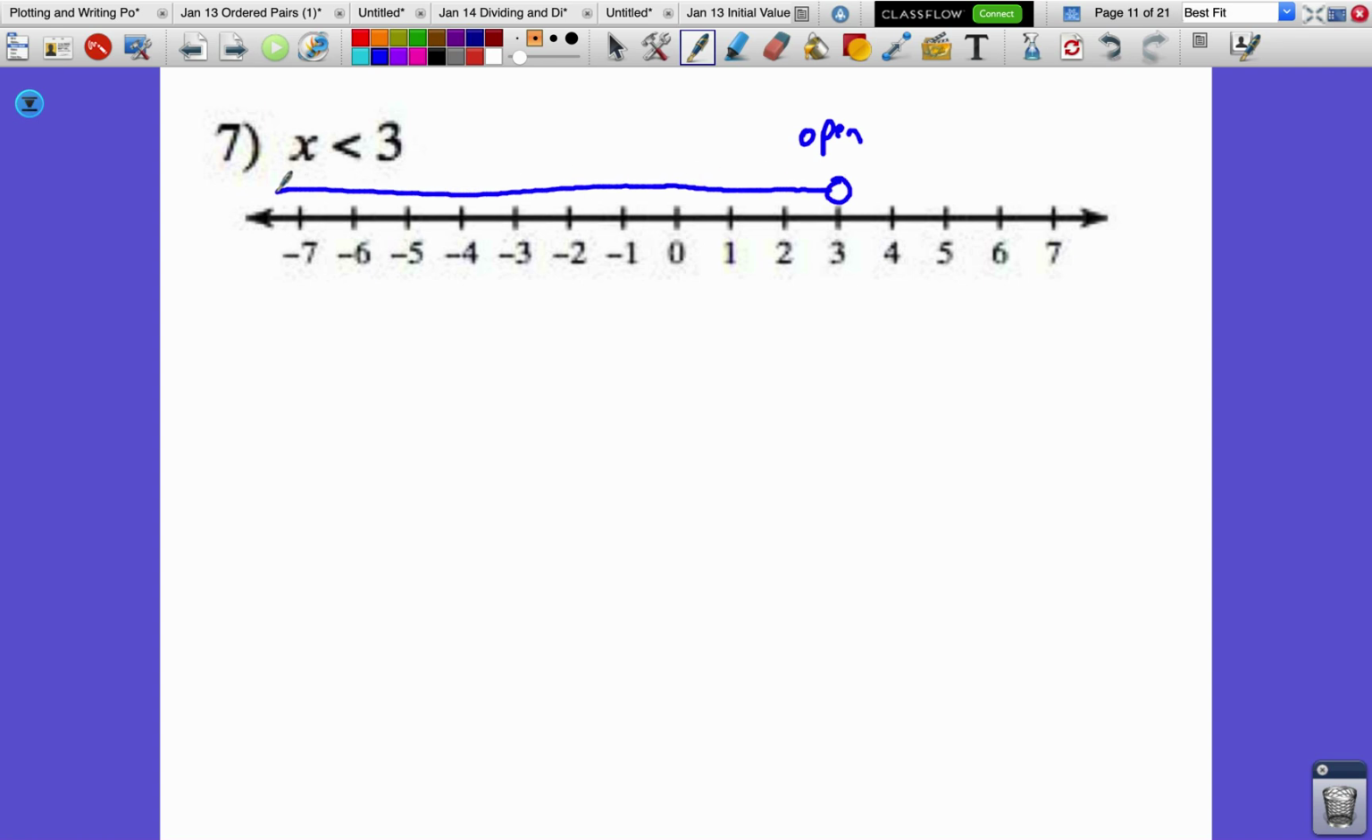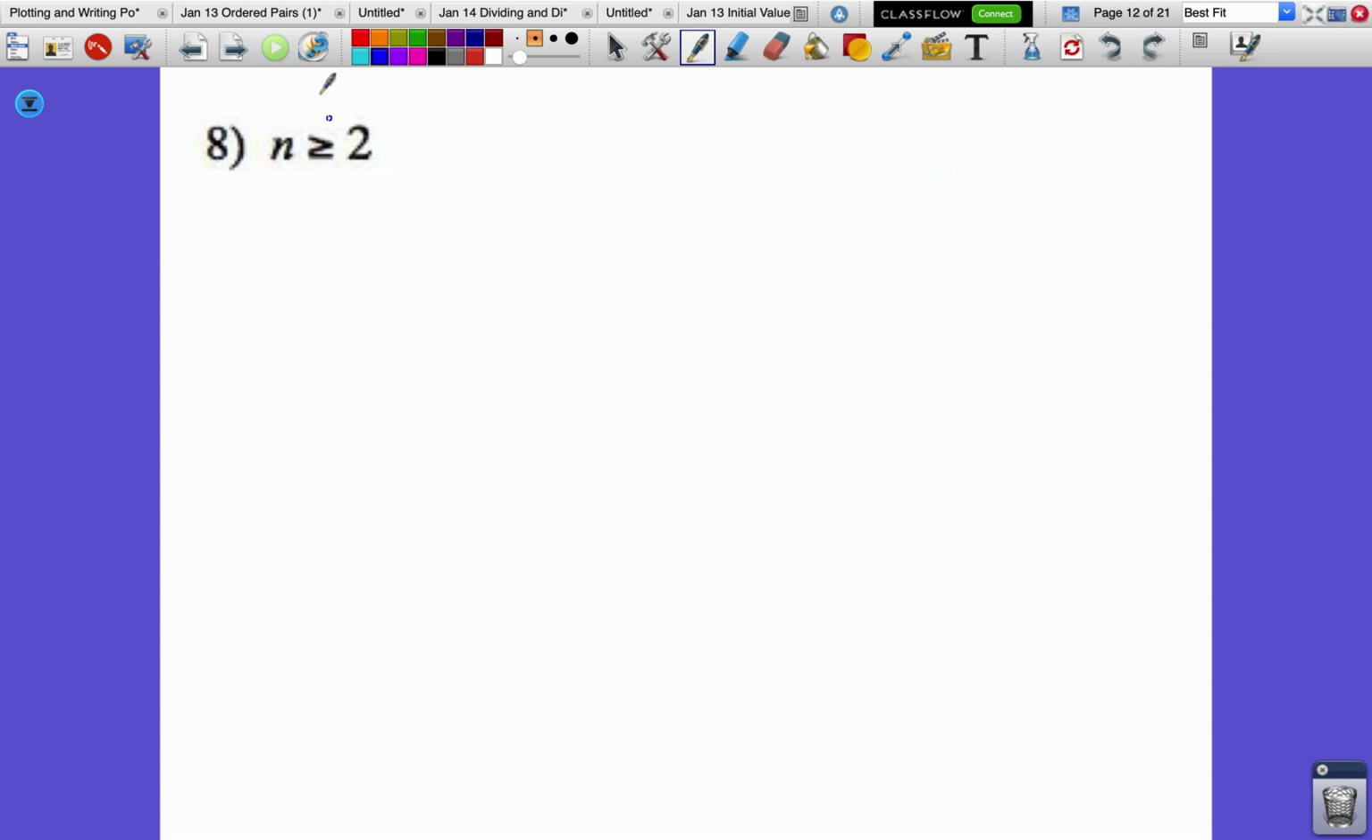The trick here is that the end of your arrow should match your inequality symbol as long as the variable's on the left. So there, end of the arrow matches the inequality symbol. We're done with our graph. Here's one for you to try on your own. Sometimes you don't have the number line, so you got to draw it yourself.